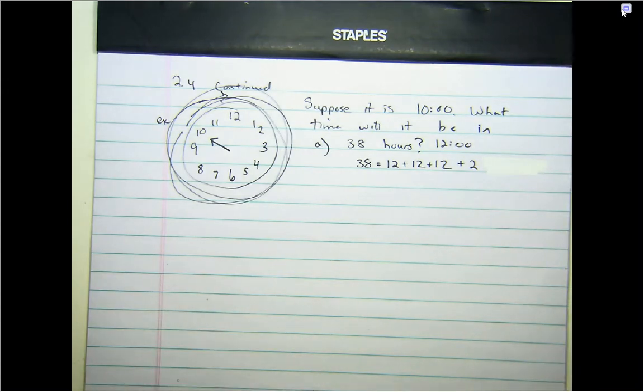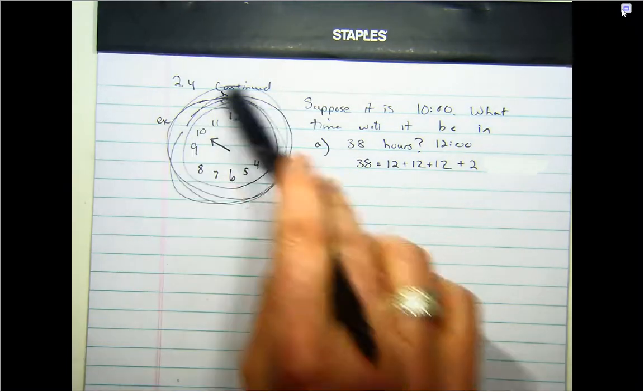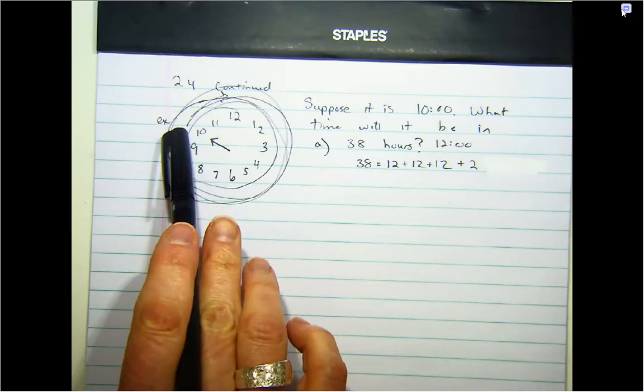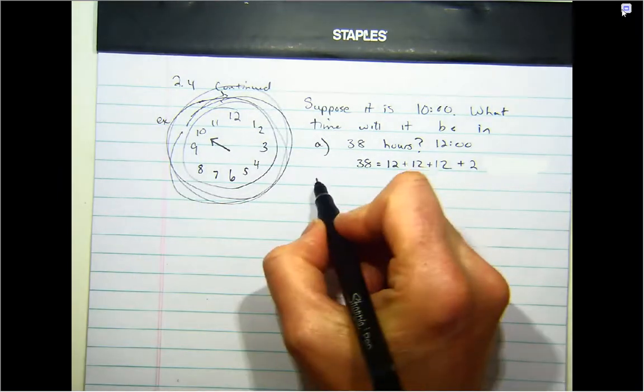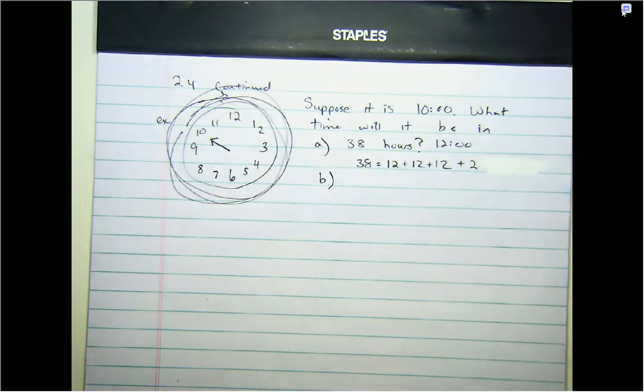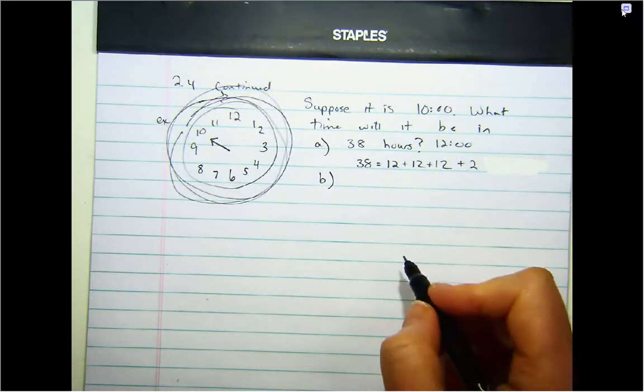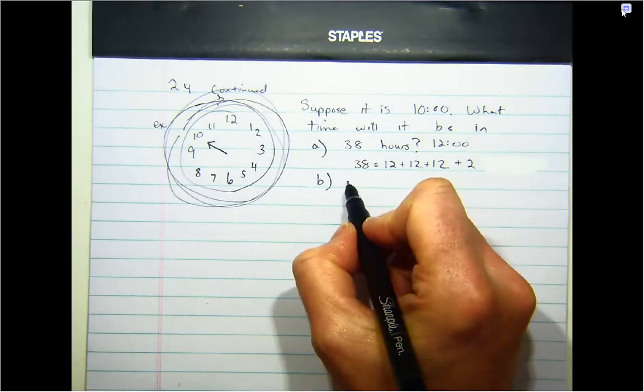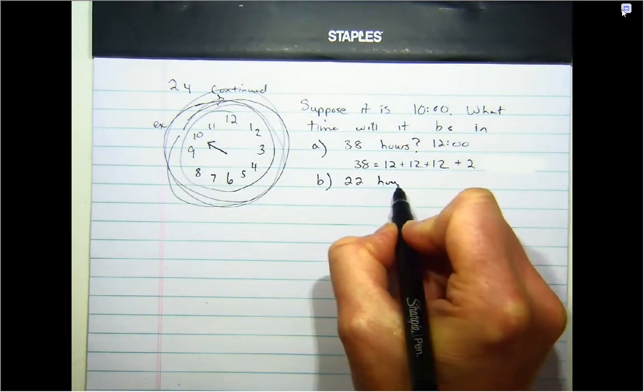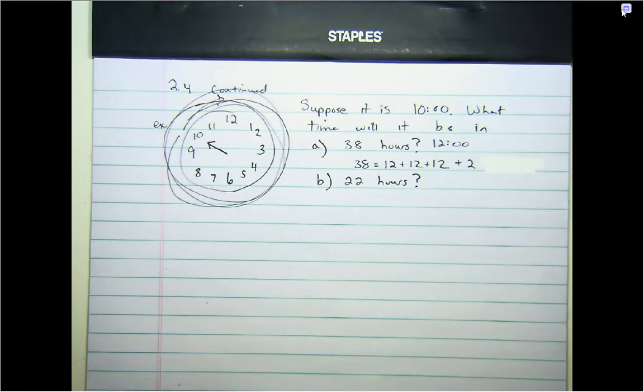If we start at 10 o'clock and we move 38 hours around the clock, then we get to 12 o'clock, because we go around 12 hours 3 times, and that keeps putting you back at 10, and then you go 2 more hours. How about in 22 hours? So we start at 10 o'clock, and we're asking, what time will it be in 22 hours? Anybody know what that would be?